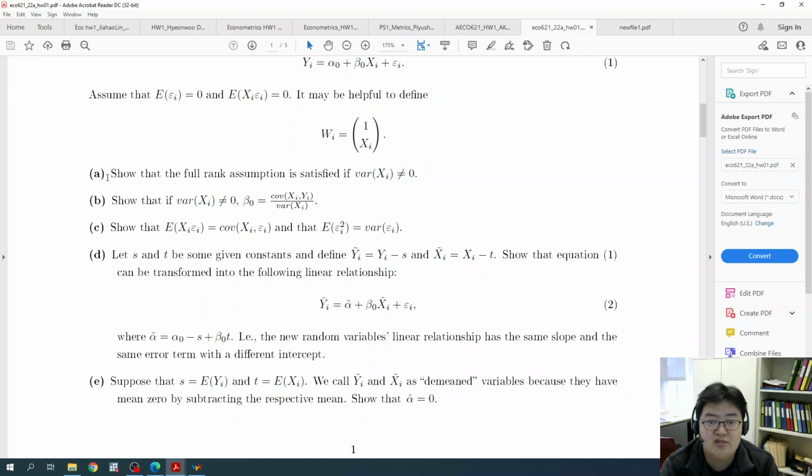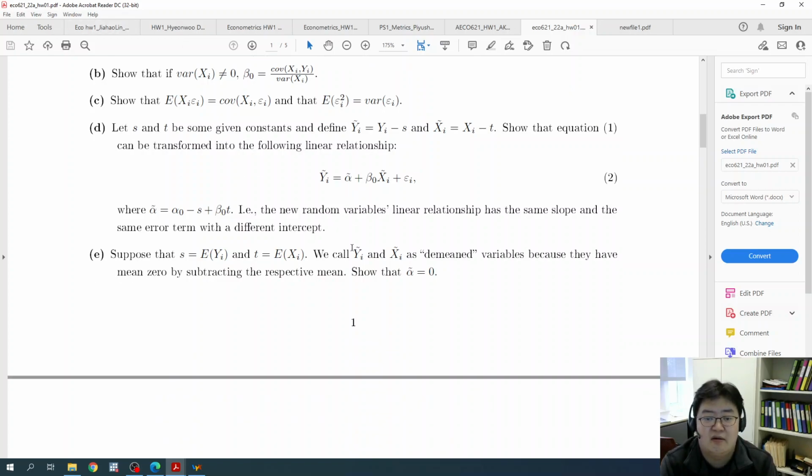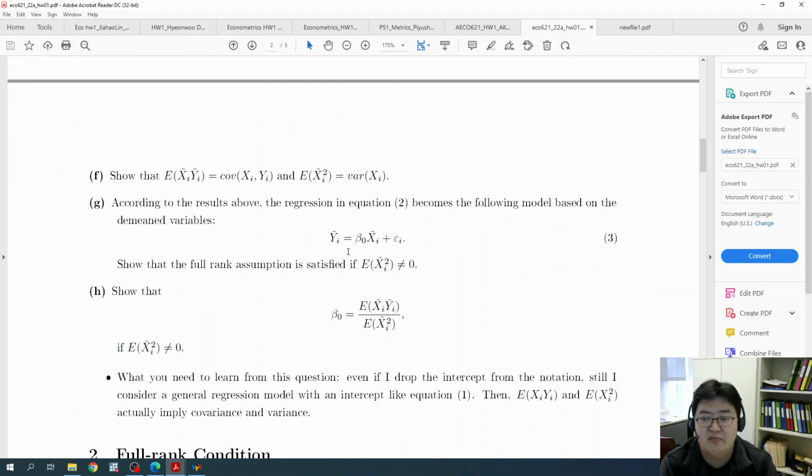Once you prove A, all the other questions are simple algebra. Most of you have done well. Most of you are right, but some have a more clever way, simple and clean answers. But that's okay. And maybe the problem is my problem. I screwed up in here. This is not exactly what I meant here. The question says: show that the full rank assumption is satisfied if this is non-zero.